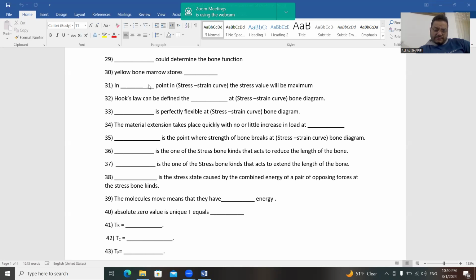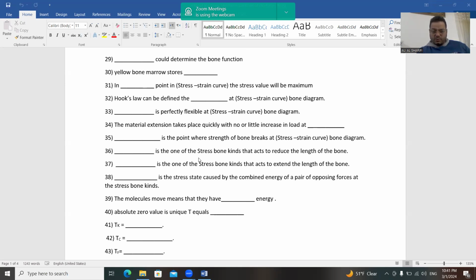It completed is perfect, flexible as stress strain curve. Which part? The material extension takes place quickly with no or little increase in load at blank is the point where strength of bone breaks at this curve.